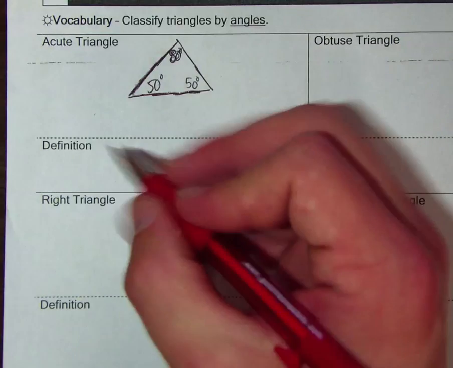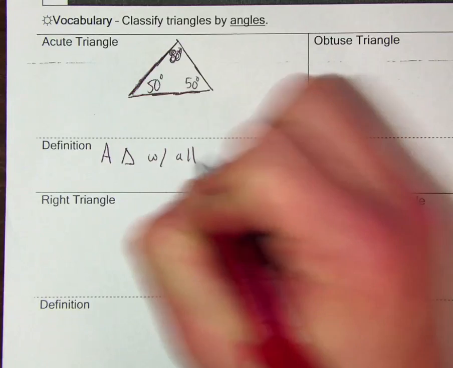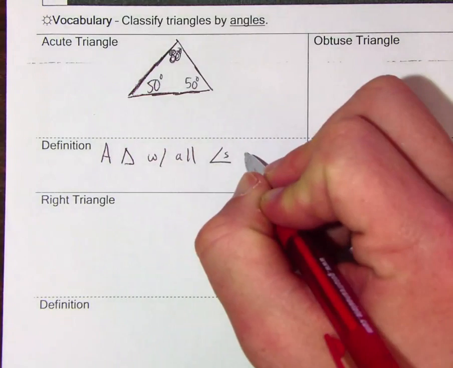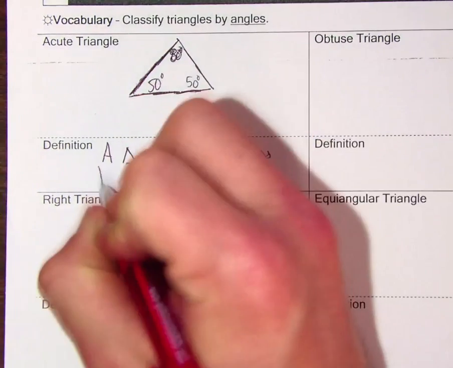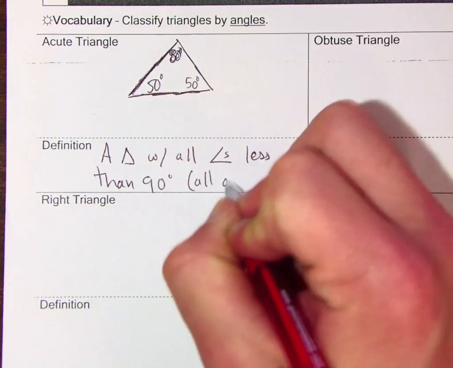So the definition of an acute triangle: a triangle with all angles less than 90 degrees. They're all acute.